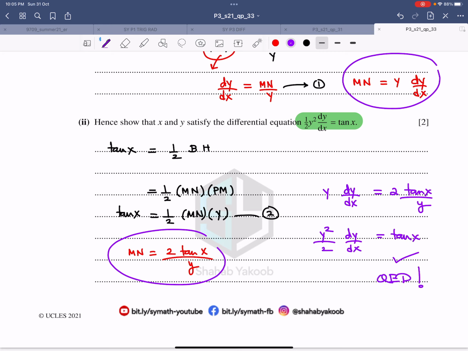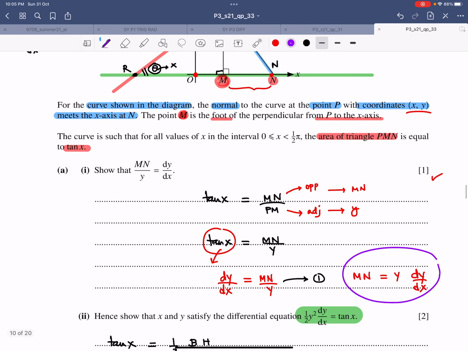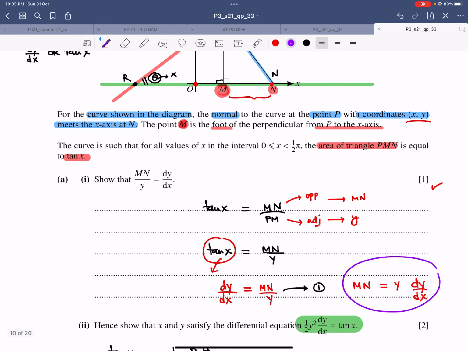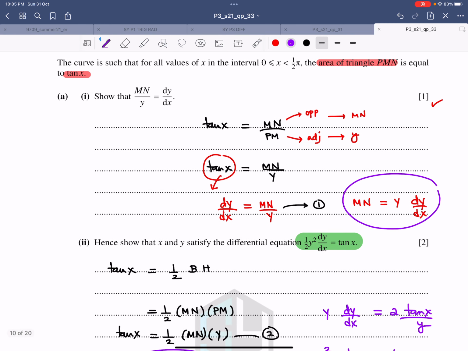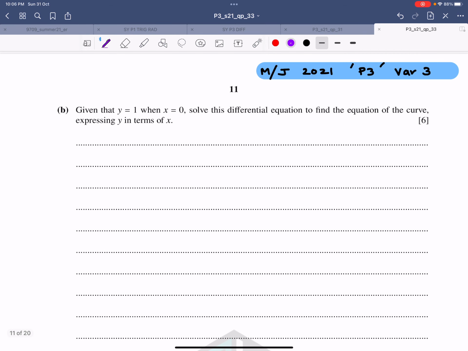and that is what we have proved. So now it was kind of tricky. It was not difficult as such, but it was kind of an information overload. So you have to be very, very careful at each step on how you proceed with this. So you earned the 1 mark, you earned another 2 marks. Let's go to the third part, which is part B.